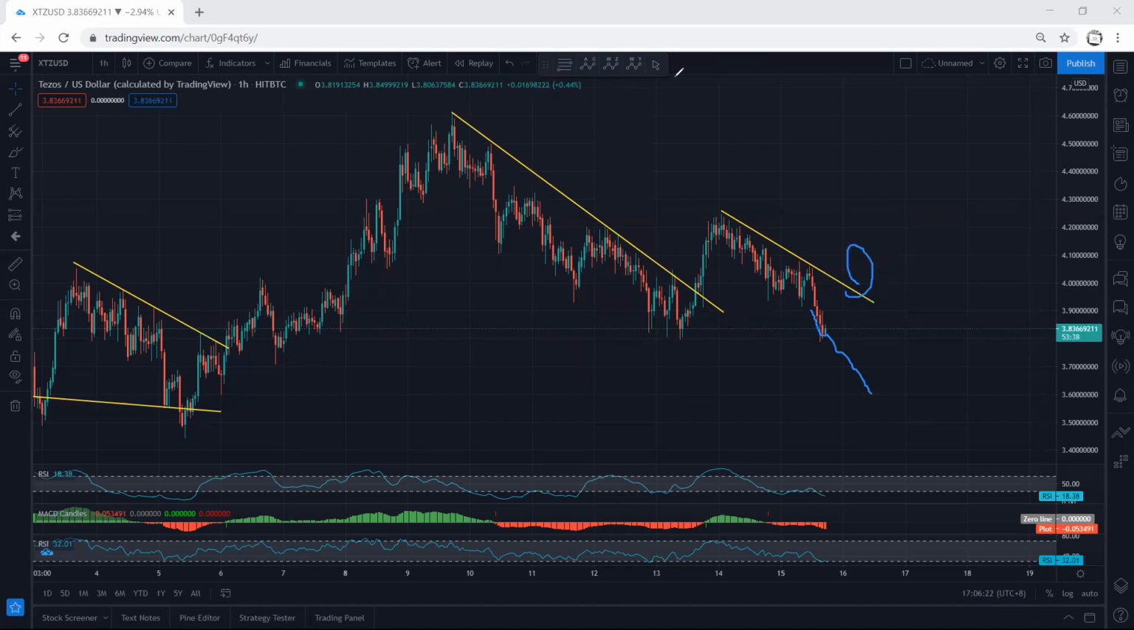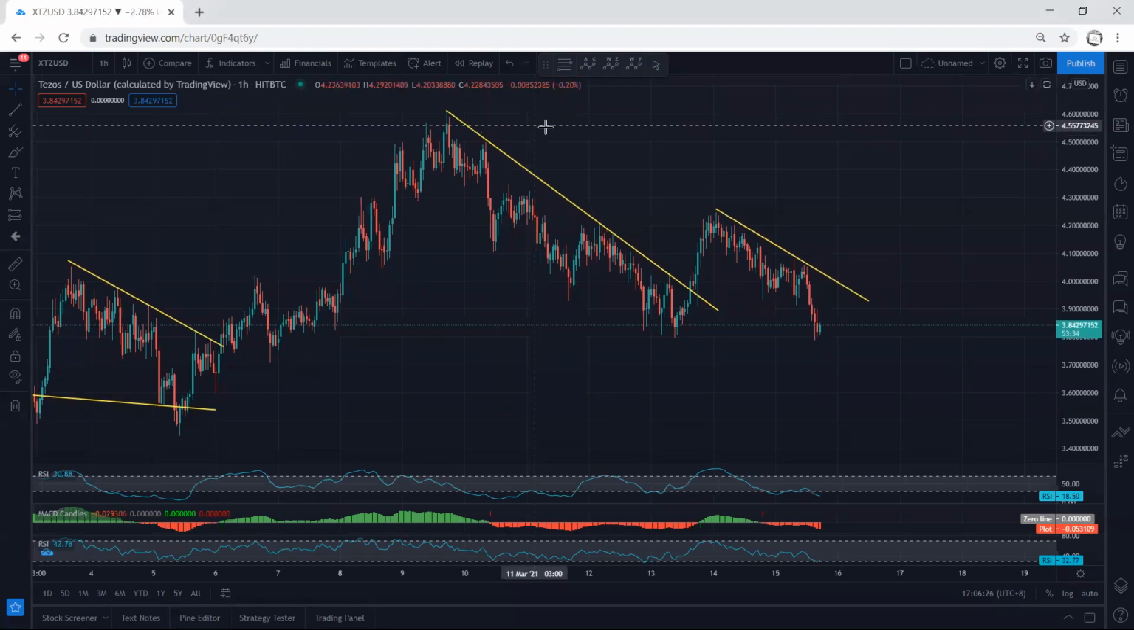By the way, we don't have any trade setup in this case. We just follow the chart. If I see any update or any changes, then I will share.